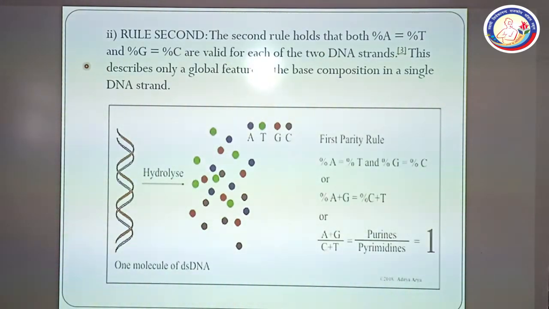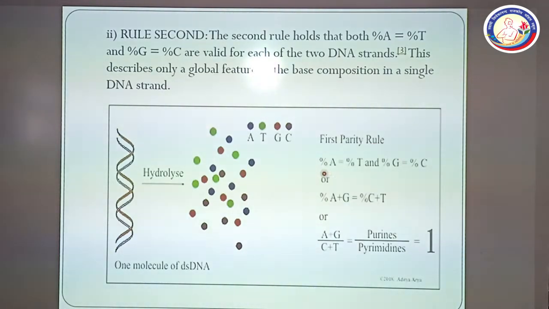This is the second rule. The second rule holds that the percentage of A and the percentage of T are equal, and the percentage of G and the percentage of C are equal, valid for each of the two DNA strands. This describes only a global feature of the base composition in a single DNA strand. A figure is given here to explain Chargaff's rule. This is one molecule of DNA. It is hydrolyzed by DNA enzyme and broken down into A, T, G and C nucleotides.